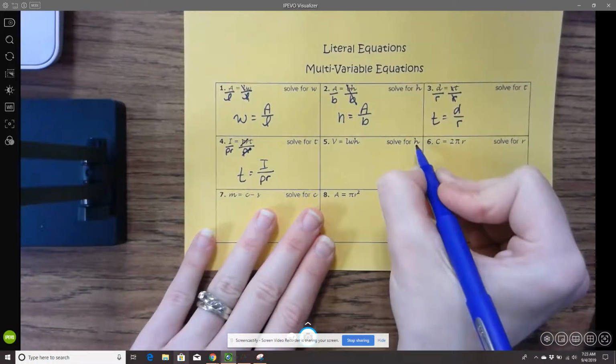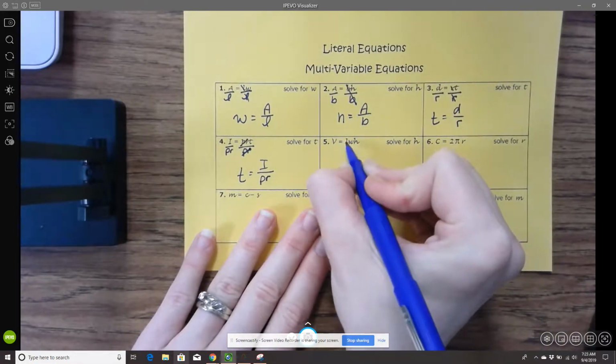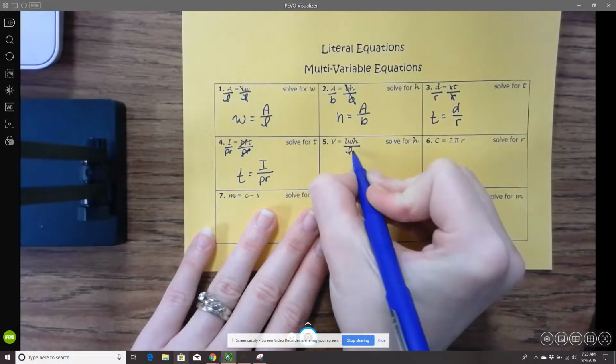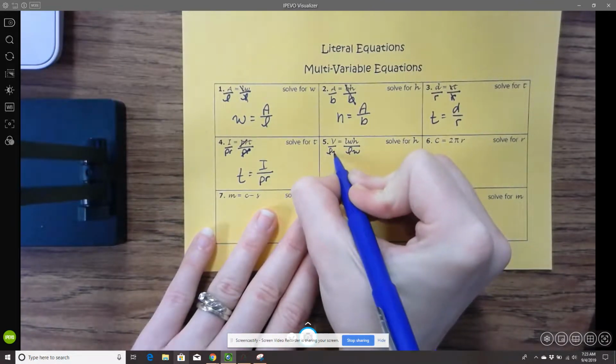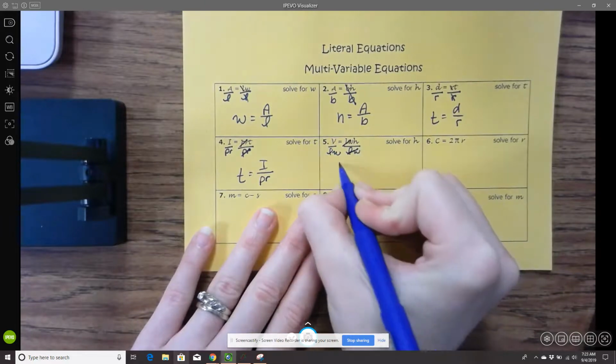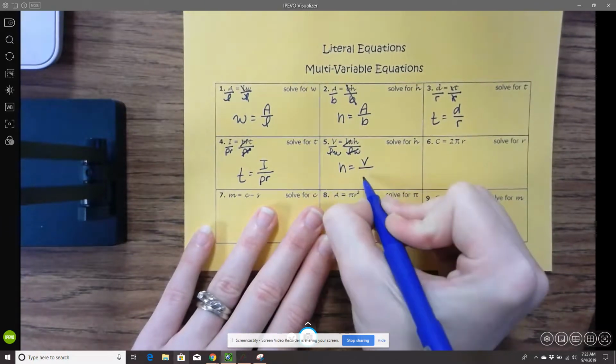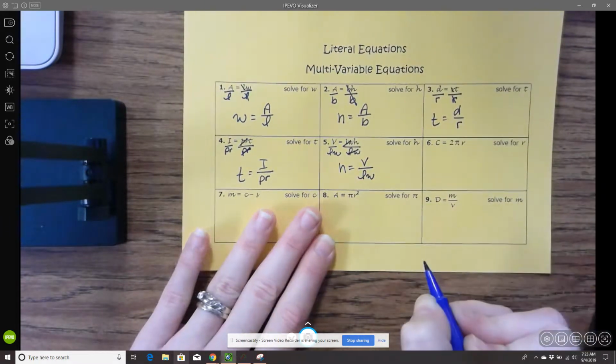All right, this one's the same way. Solve for H. So it's being multiplied by the length and the width. So I can divide both sides by the length and the width. These cancel. So H equals volume divided by length times width.